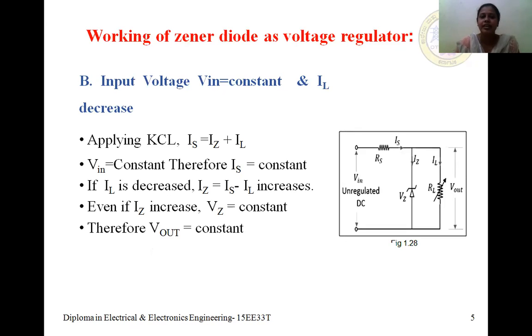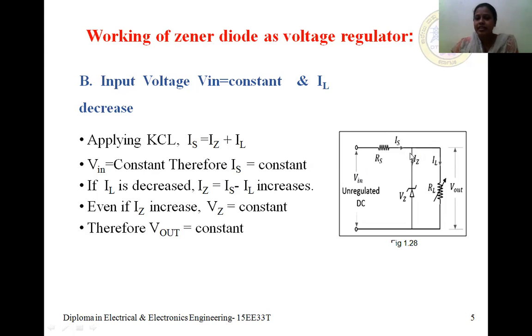In the second case, the input voltage Vin is constant and IL decreases. That is, in the circuit, Vin is constant, IL decreases. By applying KCL, that is Kirchhoff's current law, Is is equal to Iz plus IL. We know this one. When Vin is constant, Is also remains constant, but this IL is decreased. When this IL is decreased, this Iz increases.